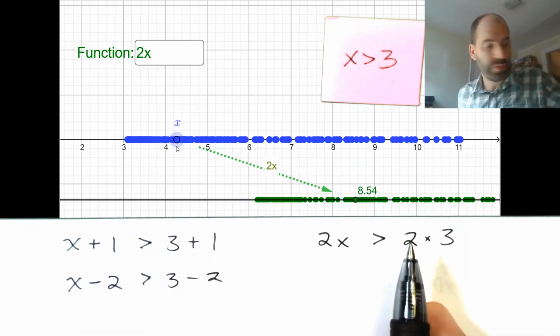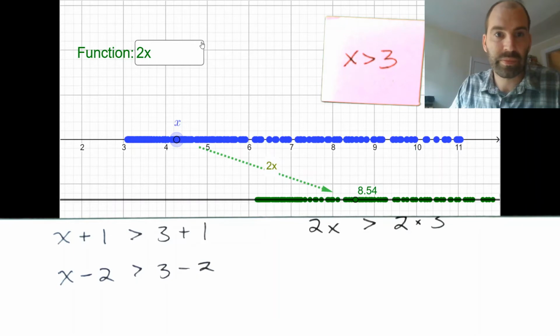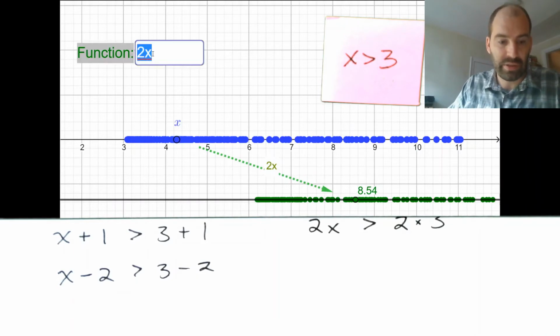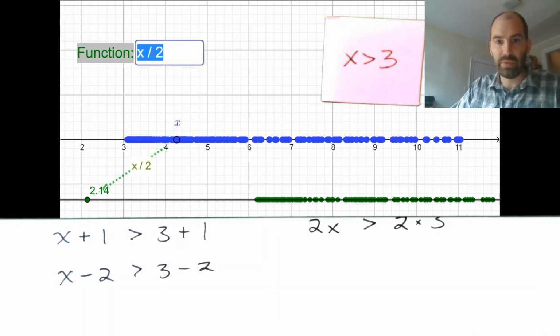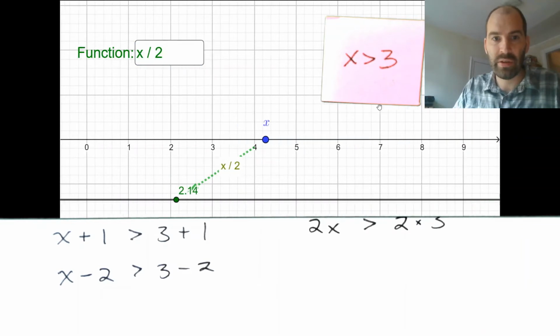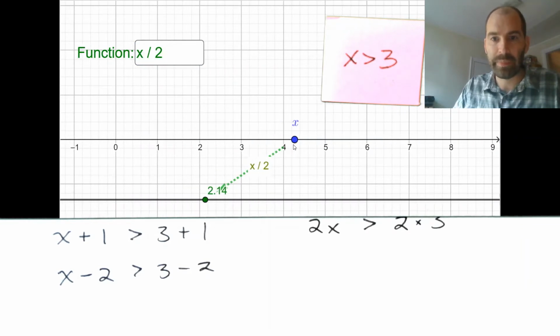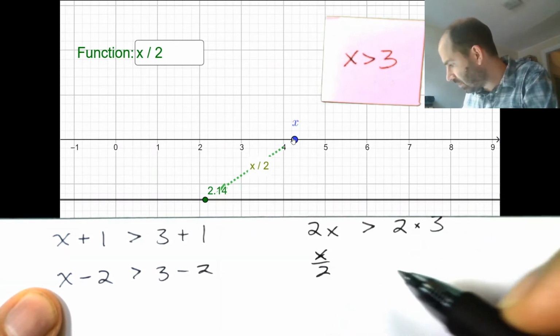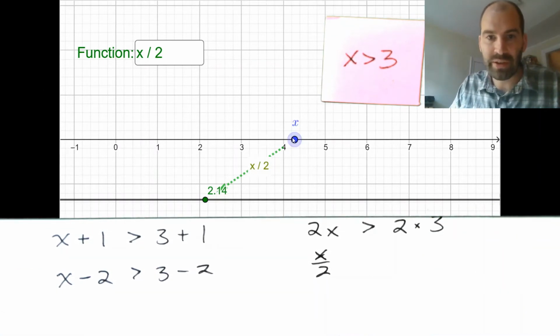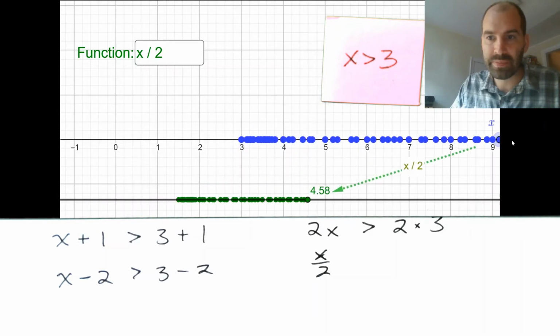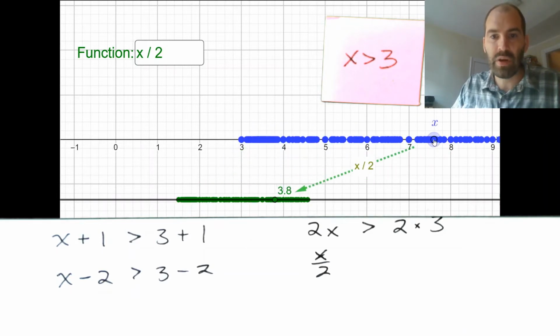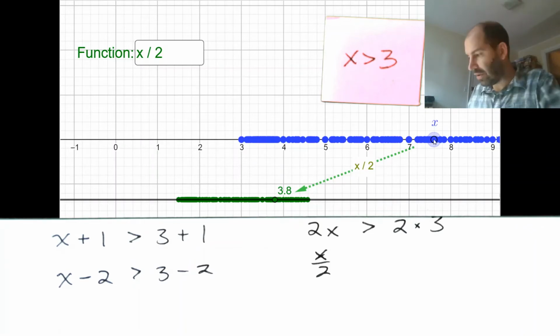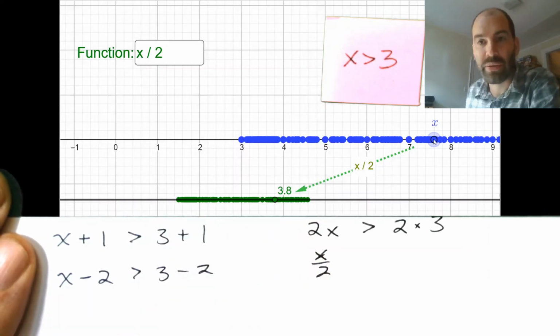What about division? Let's divide by 2, and what's going to happen there? Well, I'm going to drag, so here we're looking at x divided by 2. What inequality does this satisfy? Let's see. Oh, it looks like that green area down here is greater than 3 halves.